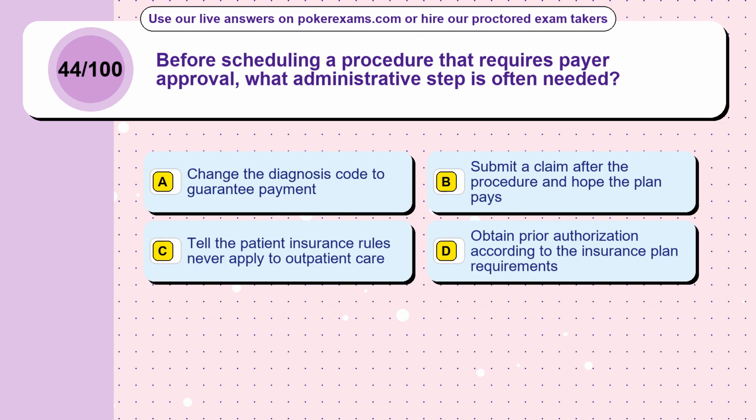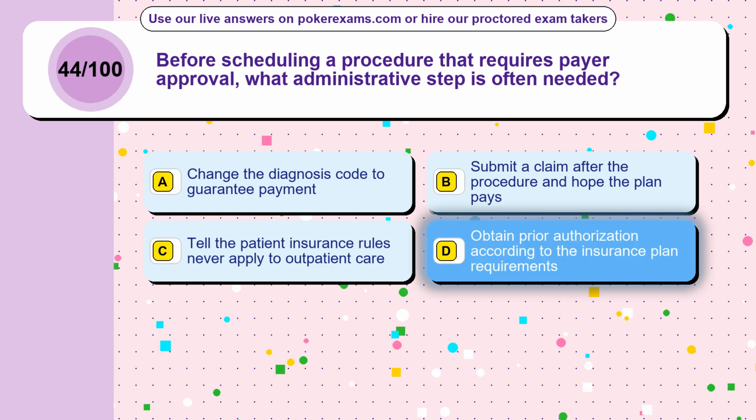Question 44. Before scheduling a procedure that requires payer approval, what administrative step is often needed? Option A. Change the diagnosis code to guarantee payment. Option B. Submit a claim after the procedure and hope the plan pays. Option C. Tell the patient insurance rules never apply to outpatient care. Option D. Obtain prior authorization according to the insurance plan requirements.